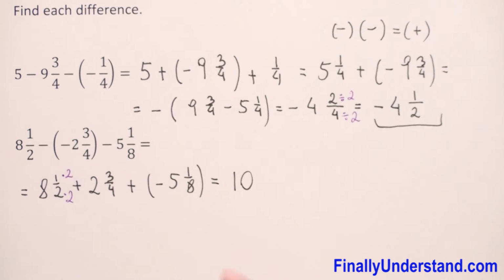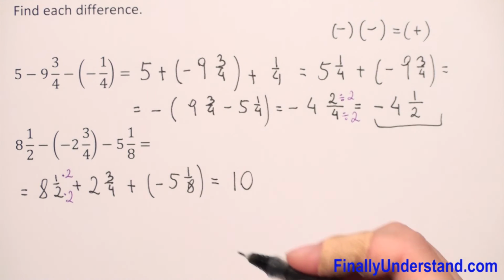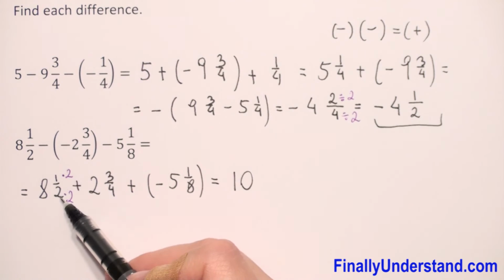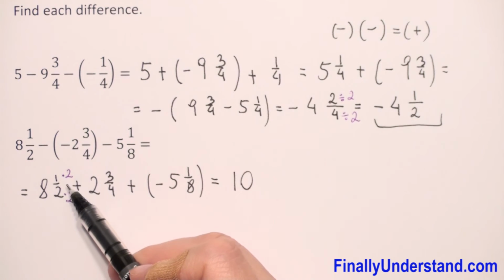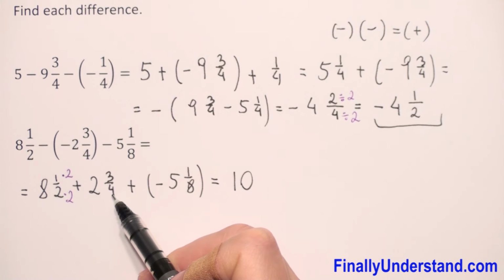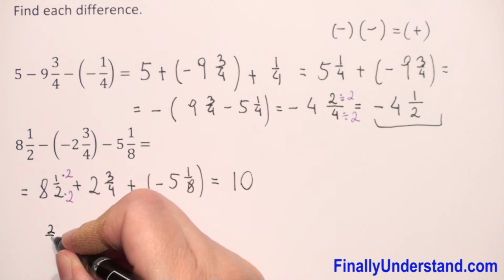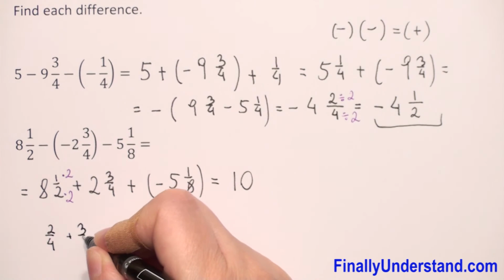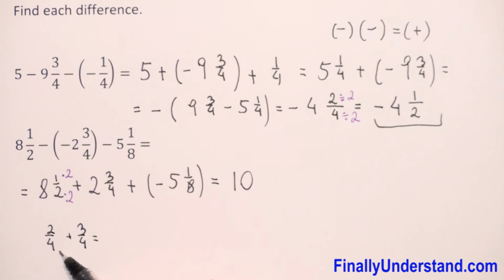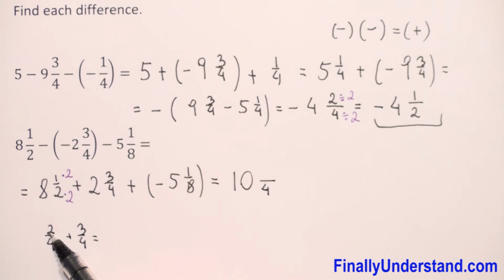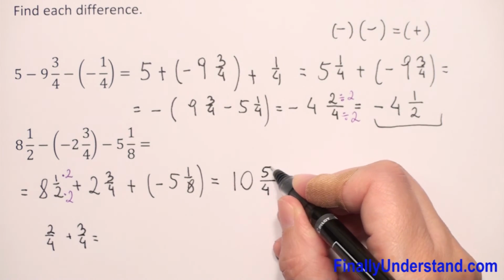So now we add whole numbers. 8 plus 2 is 10, and now we have to add these two fractions. So 1 times 2 is 2. 2 times 2 will be 4. So we have 2 over 4 plus 3 over 4. Let me write this maybe here. We have 2 over 4 plus 3 over 4. When we add fractions with the same denominator, we copy the denominator and we add numerators. 2 plus 3 is 5.